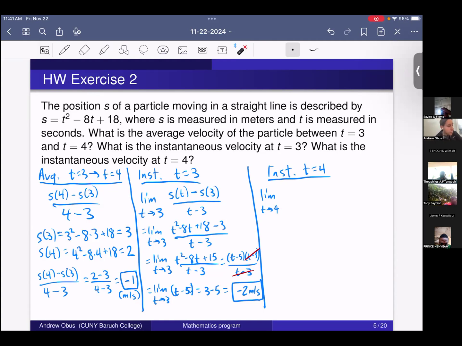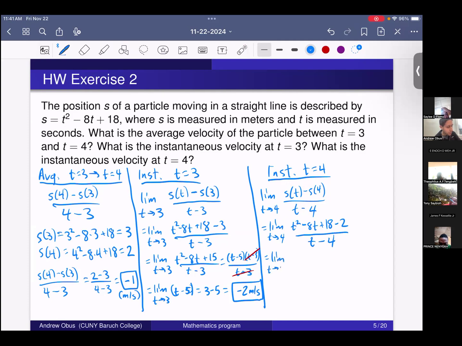Let's do the same thing for t equals 4, right? It's the exact same problem, just with 4 instead of 3. So we have s of t minus s of 4 divided by t minus 4, which is going to be, if you write it all out, the limit as t approaches 4 of, again, t squared minus 8t plus 18, and now minus s of 4, which we calculated over here, is 2, right? So minus 2, all of that divided by t minus 4, and that's going to be the limit as t approaches 4 of t squared minus 8t plus 16 over t minus 4.